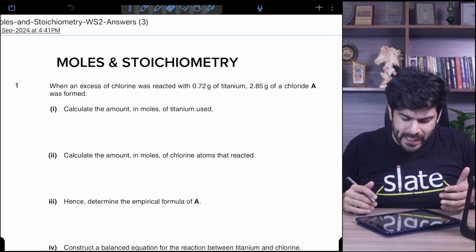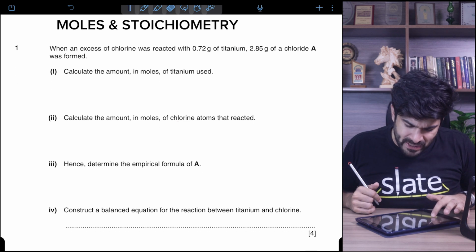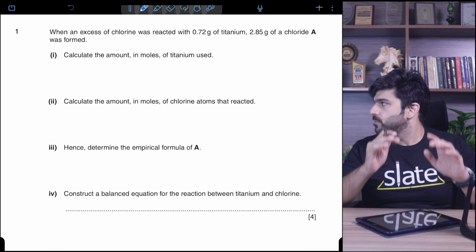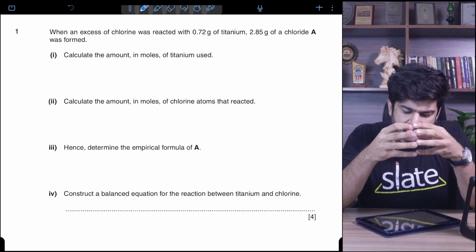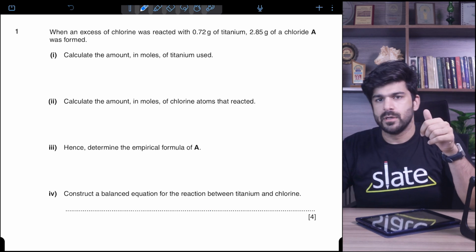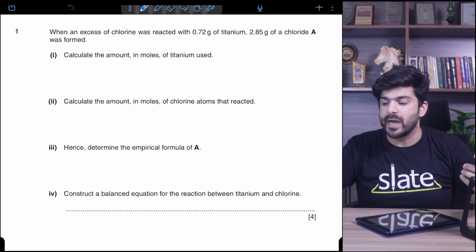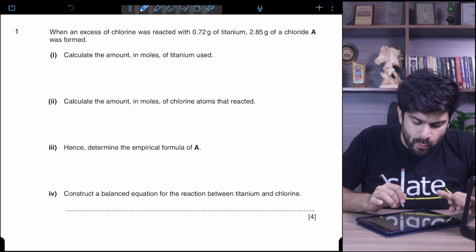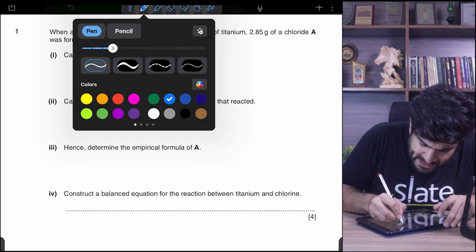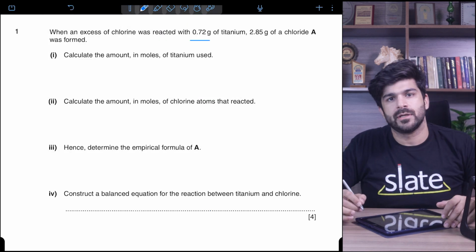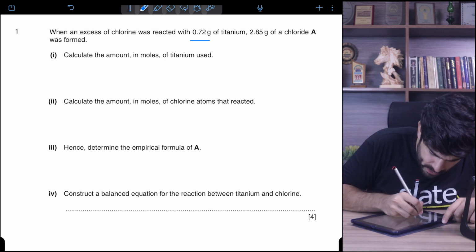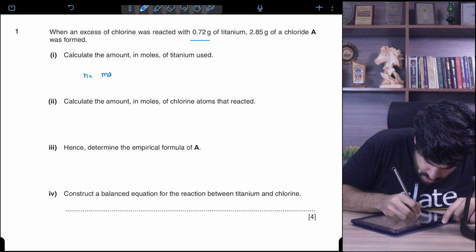When an excess of chlorine was reacted with 0.72 gram of titanium, we have the mass here, 2.85 gram of chloride A was formed. Like chloride A, we have any particular chloride compound. It can be anything. Calculate the amount in moles of titanium used. So we see that titanium is given in grams. And when you see a calculation in grams, there is only one formula of moles, which is moles equals mass over MR or AR.